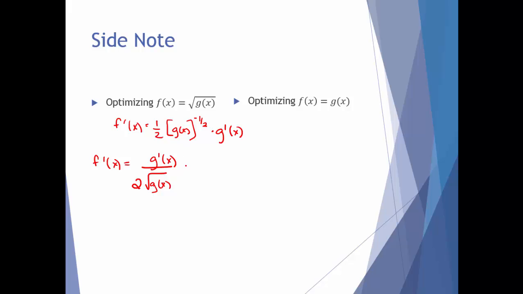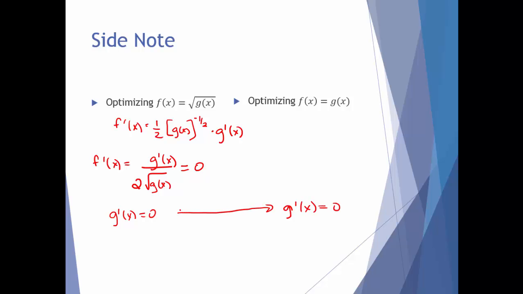And when we go to set this equal to 0 to find critical numbers, notice this is now a fraction, and we're going to be setting it equal to 0. So when is a fraction equal to 0? Well, when its numerator is equal to 0. So this will be equal to 0 anytime that g prime of x equals 0. So this is what we would end up doing to optimize the function if it started with a square root. If the function didn't have a square root, all you would do to optimize this is literally just take g prime of x and set it equal to 0.